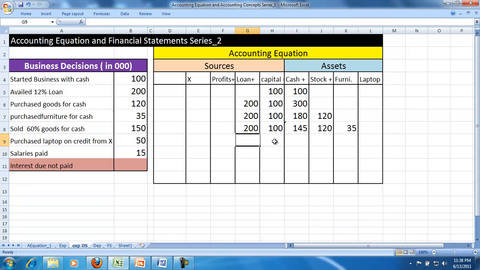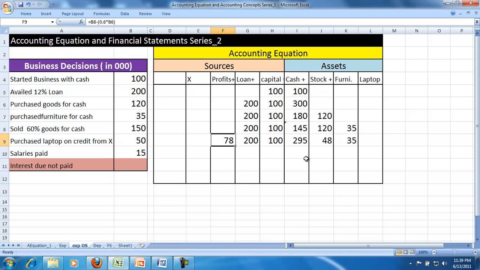Now I'm selling off goods of 150,000. So I sell off goods, therefore my cash will go up by 150 and my stock will reduce to 40%. No change in the furniture, no change in the loan, but the profit will emerge, which is 150 minus 0.60 into 120, so 78, which we got.